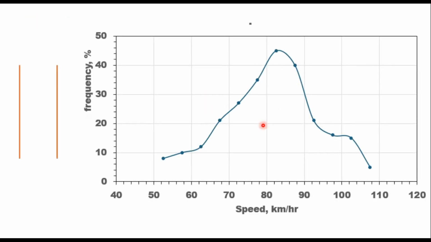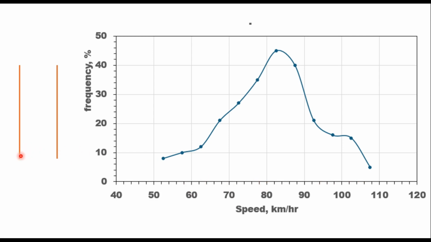So this is the chart which you have drawn from the frequency data. On the x-axis you have the xi value, and on the y-axis you have frequency. Now you take two lines here, and the distance between these two lines should be equal to 10 km per hour on the same scale as the scale of the x-axis here. So this distance from 70 to 80 is the same as this distance between these two lines.